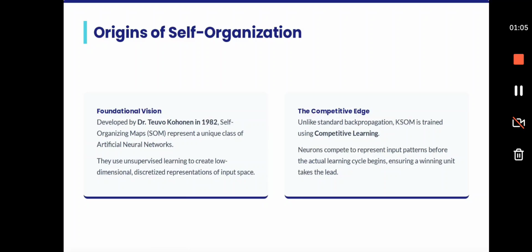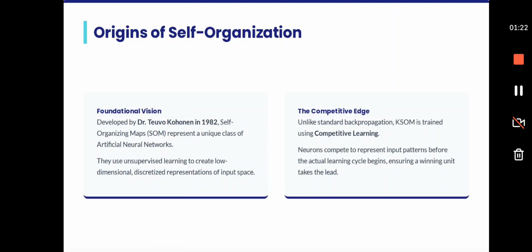Unlike the backpropagation network, KSOM uses competitive learning. In this method, neurons compete with each other to represent input patterns. The neuron with the highest similarity becomes the winning neuron.